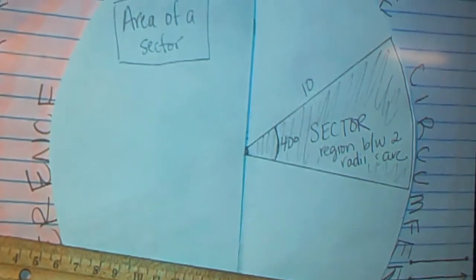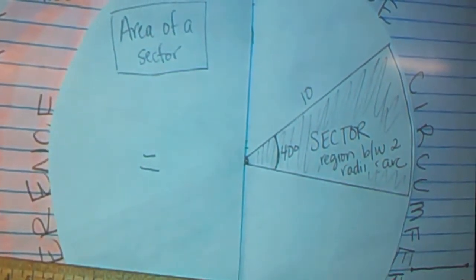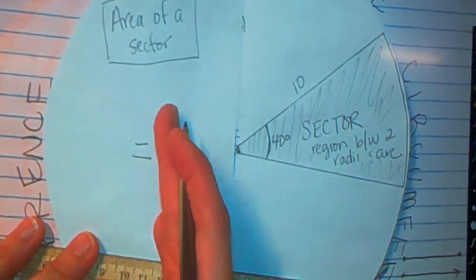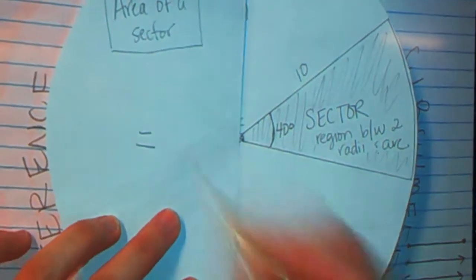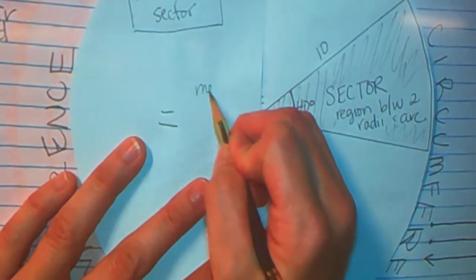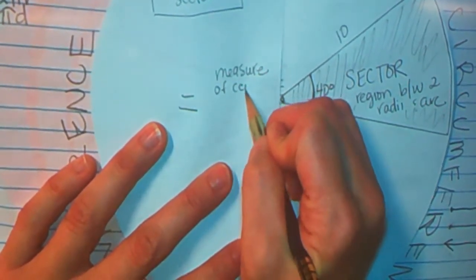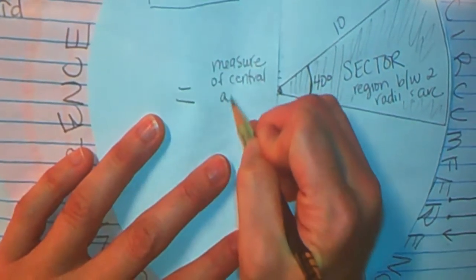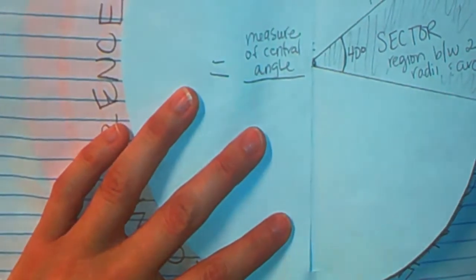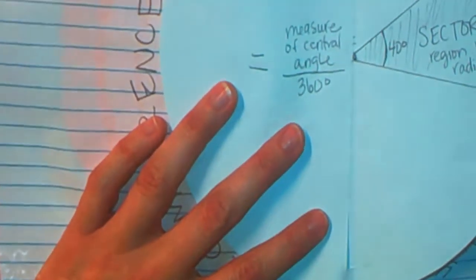With these two types of problems, when you go to set up your proportion, the thing to remember is that on the right-hand side is always going to be dealing with degrees. So the top part, the first part, will be the measure of the central angle, and that is usually given to you, over the total number of degrees in a circle. This will never change because the total number of degrees in a circle is always 360.